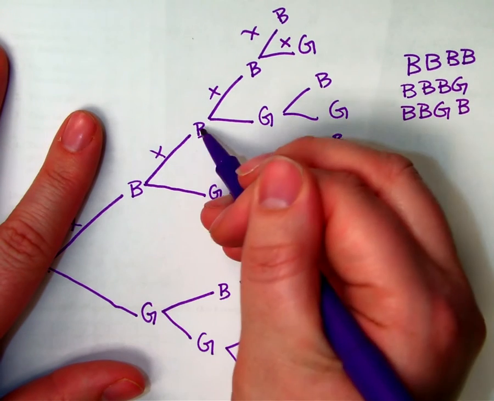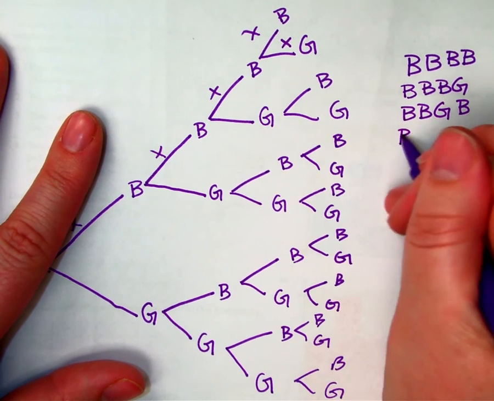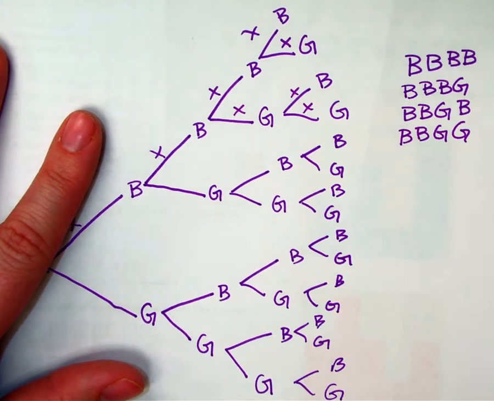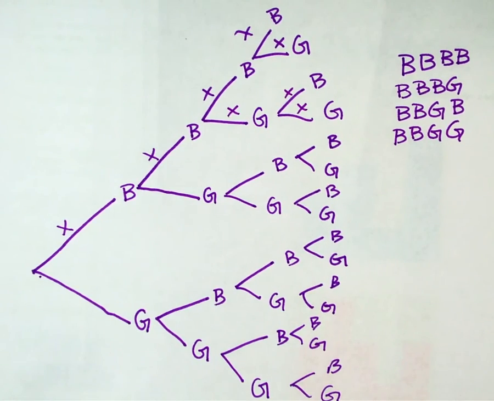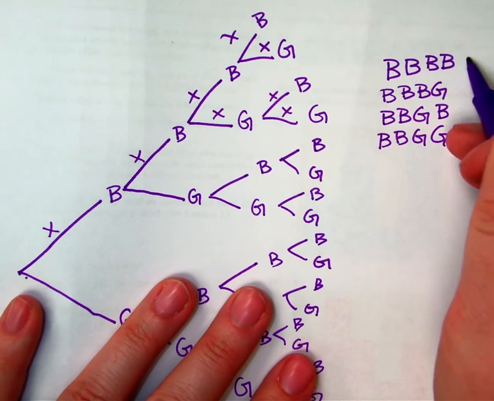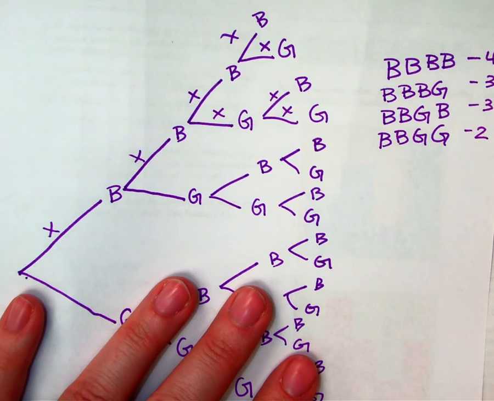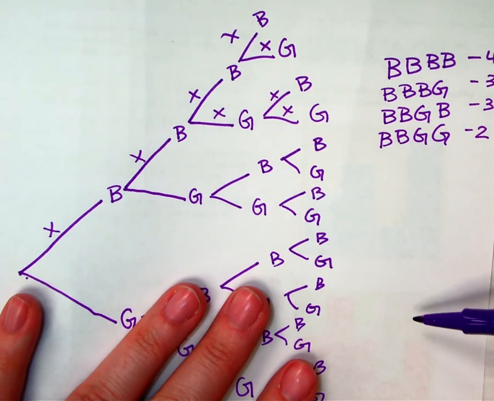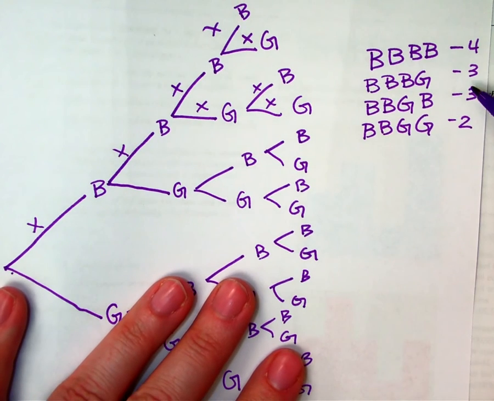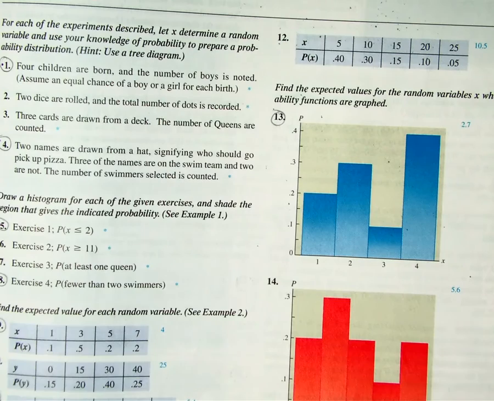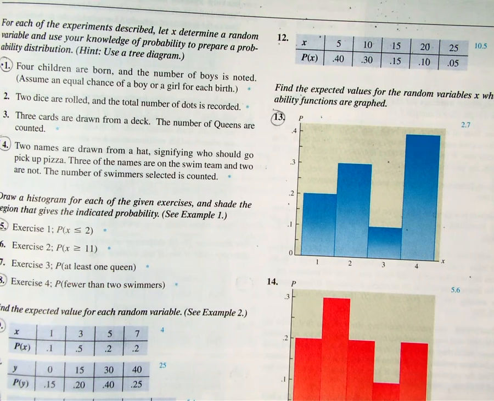Or boy, boy, girl, girl. And you would continue to follow these branches until you'd used all of the branches, writing down each one. So here I have 4 boys, here I have 3 boys, here I have 3 boys, and I have 2 boys. You would see how many total outcomes you have, how many of those followed the description: 0 boys, 1 boy, 2 boys, 3 boys, or 4 boys, and create a probability in that manner. Or you can use binomial probability.